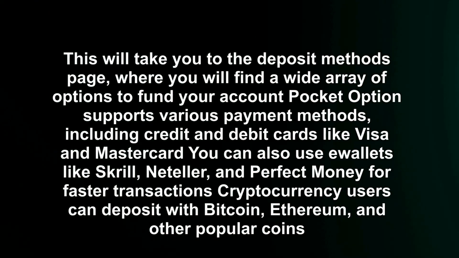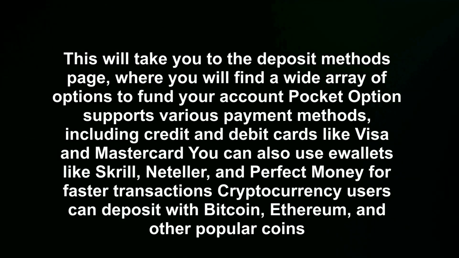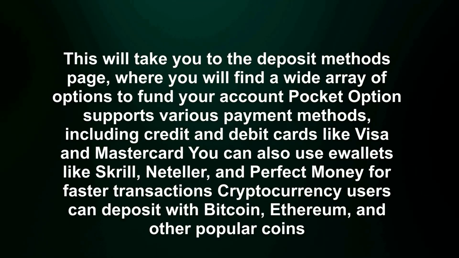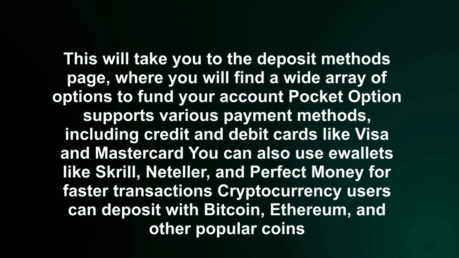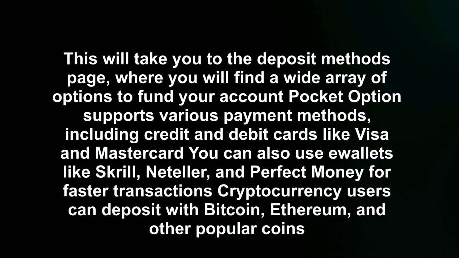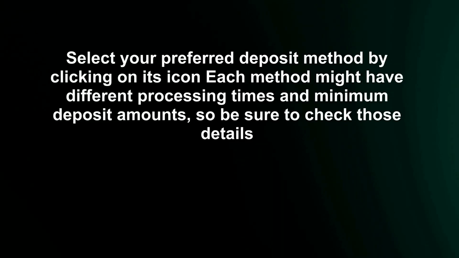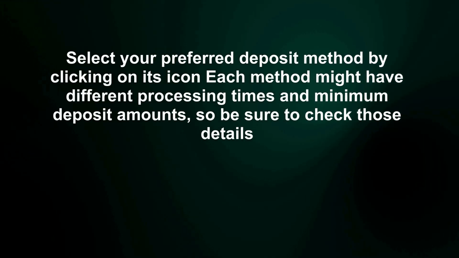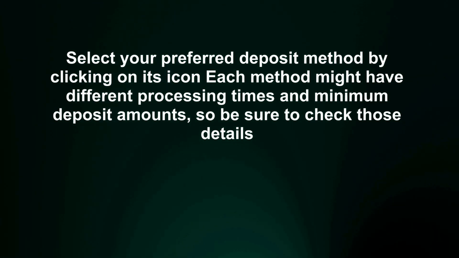Pocket Option supports various payment methods, including credit and debit cards like Visa and MasterCard. You can also use e-wallets like Skrill, Neteller, and Perfect Money for faster transactions. Cryptocurrency users can deposit with Bitcoin, Ethereum, and other popular coins. Select your preferred deposit method by clicking on its icon. Each method might have different processing times and minimum deposit amounts, so be sure to check those details.